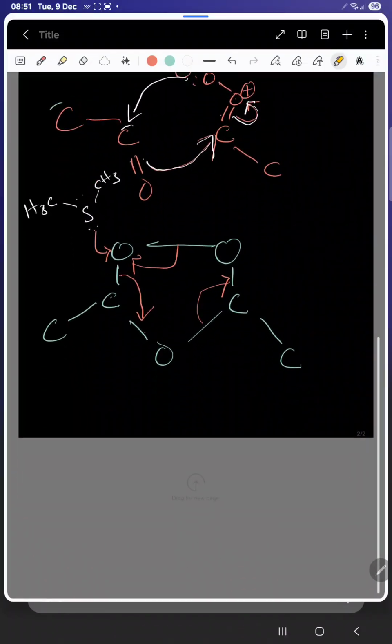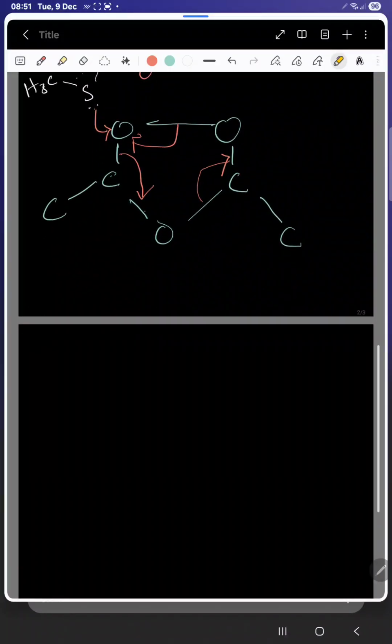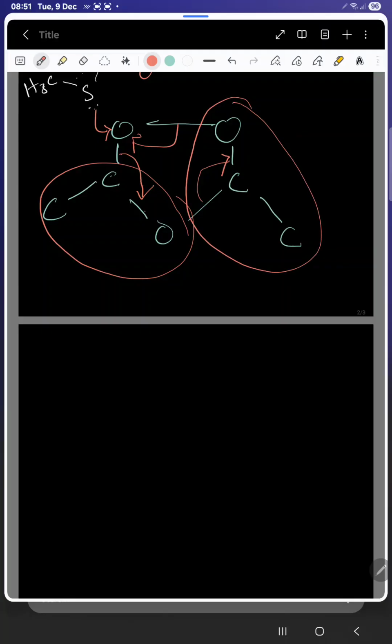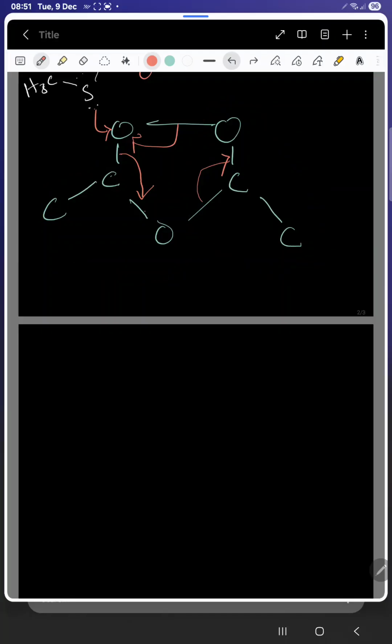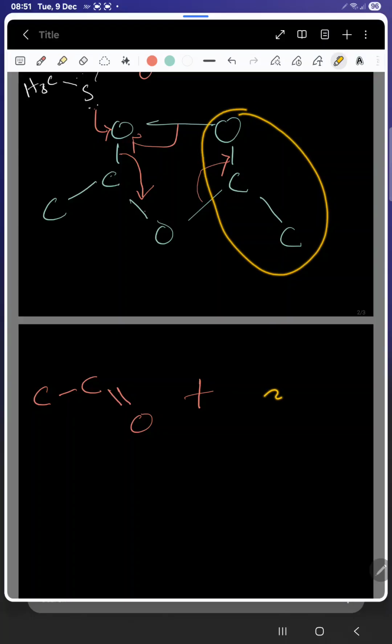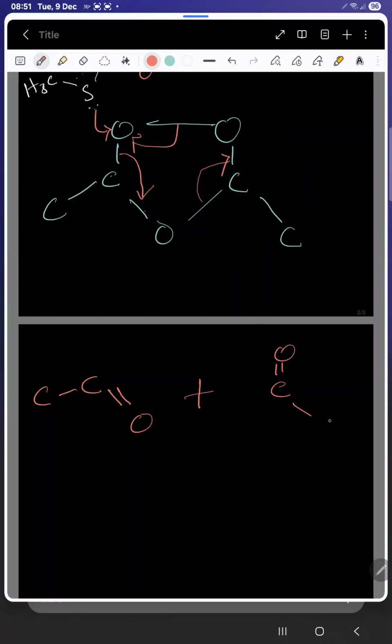Okay, so after we have formed that, now we can have our final product. Our final product is where you have this molecule alone, and also this molecule alone. So we are going to write those two molecules. By writing those, we have the carbon here with a double bond and oxygen. That's the first one, then plus the other one, where you have the carbon, double bond here, and also the carbon like that. So this is another product that we have.